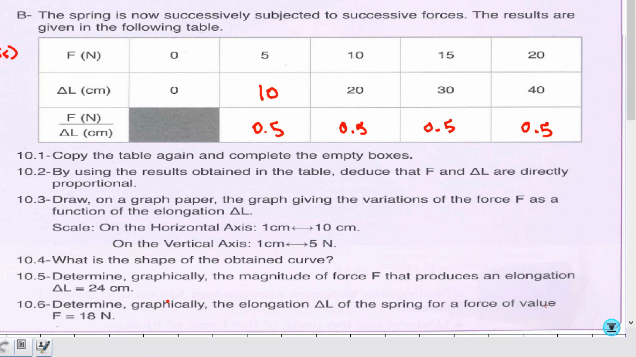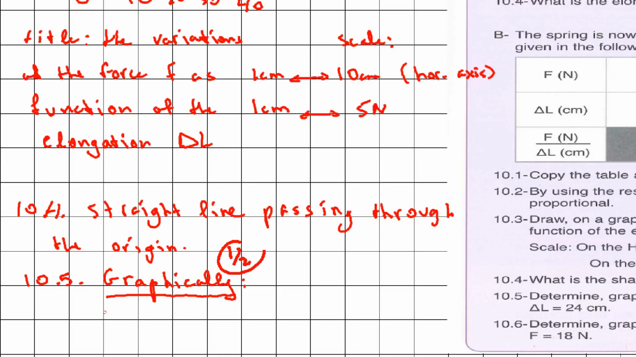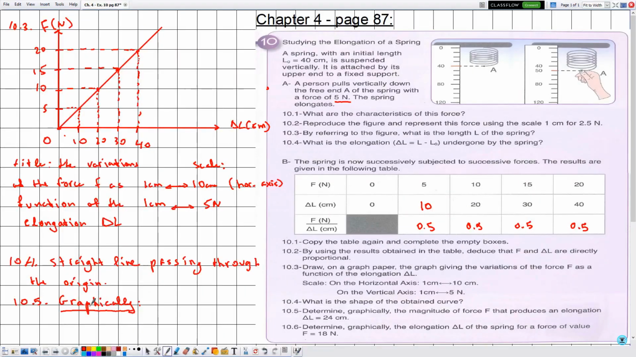Now in 10.5 they are telling me: determine graphically the magnitude of the force F that produces an elongation delta L equal to 24 centimeters. So here we need to refer to the graph or to the curve in order to determine the magnitude of the force F corresponding to delta L equal to 24 centimeters. And here let's write graphically. They usually give half a mark for mentioning this word, graphically.